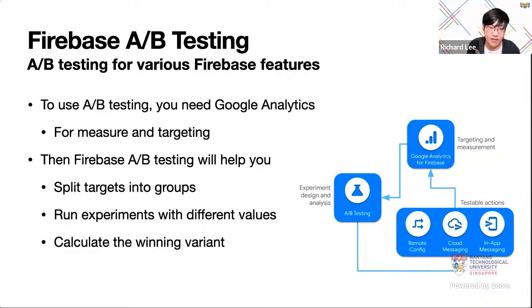Firebase A/B Testing can help me split targets into groups. Previously, I probably needed to define, okay, those are intermediate users, those are advanced users. But Firebase A/B Testing will automatically and dynamically separate a few percent of users into groups to see which variant, in my case which copywriting, works best. Then it also helps you do the statistics to calculate which variant might be the best.